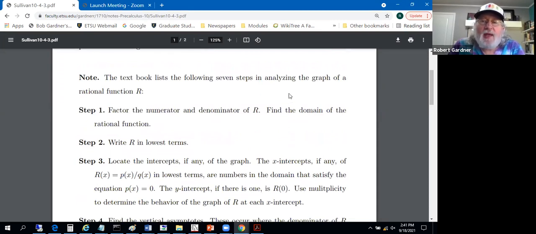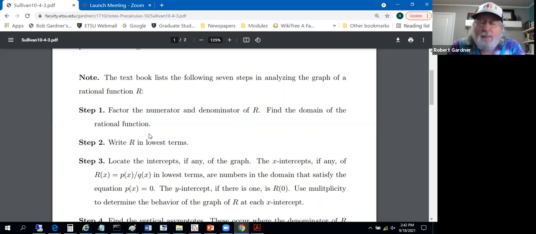And in terms of analyzing the graph of a rational function, step 1, factor the numerator and denominator of the rational function. So they'll be polynomials. Definition of a rational function is a ratio of polynomials. Find the domain of the rational function. We could do that as we've done in the past by finding bad points.